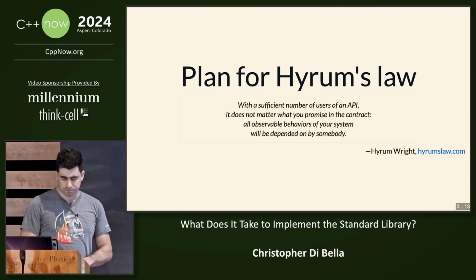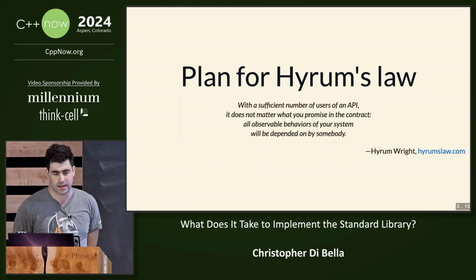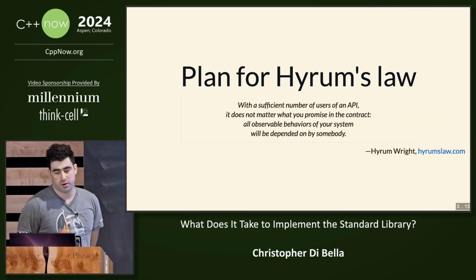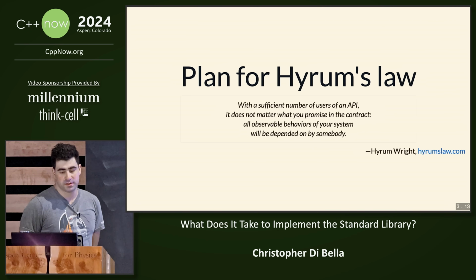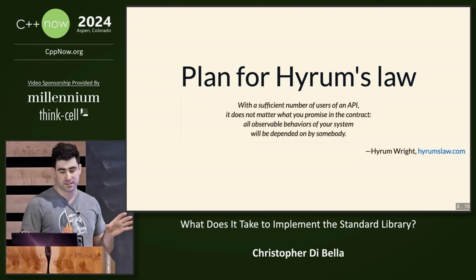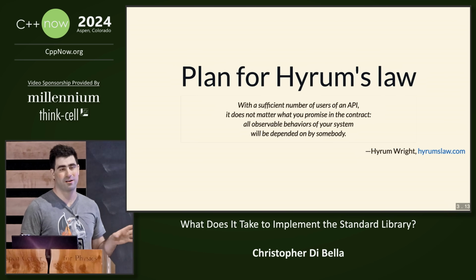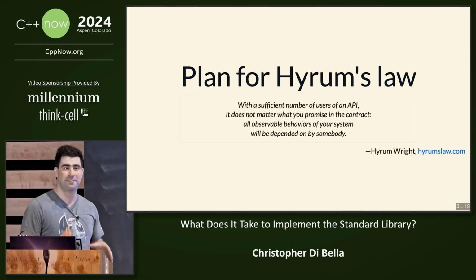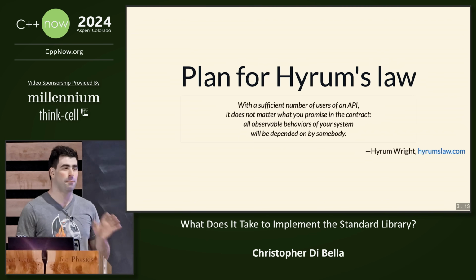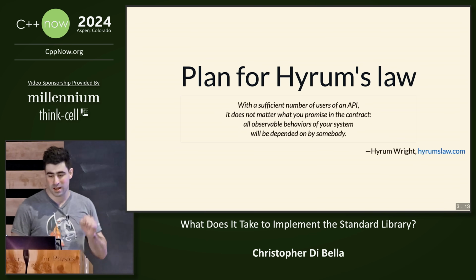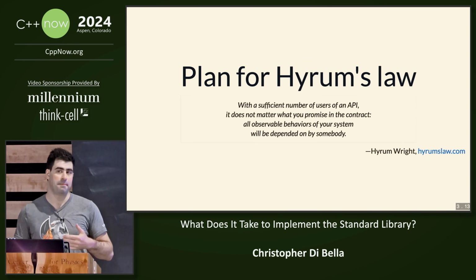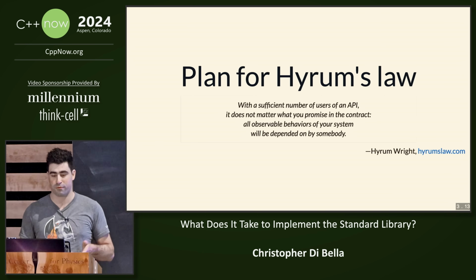So Hyrum Wright, who analyzes a lot of code, observed that with a sufficient number of users of an API, it does not matter what you promise in the contract. All observable behaviors of your system will be depended on by somebody. Essentially, if you can touch it, then somebody at some point will touch it, no matter how big the warning sign is on the box. And so this is a classic case of Hyrum's law. It's basically an inevitable property of software engineering.